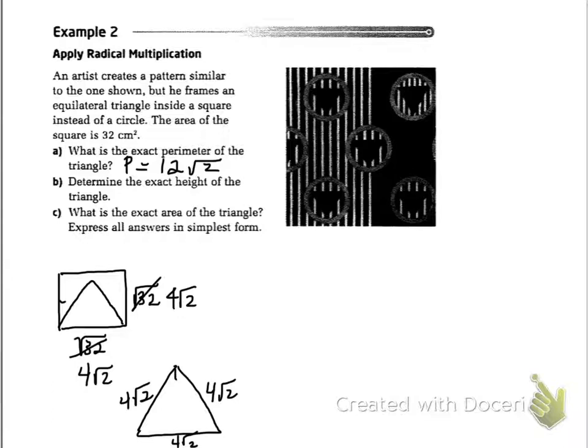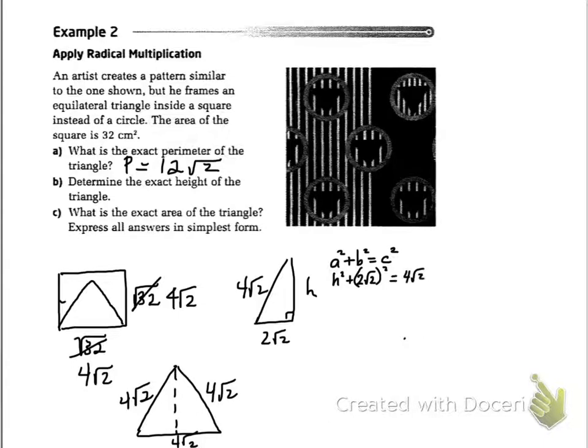Part B, the height. Well, let's make an equilateral triangle into a right-angled triangle. This way, the base is going to be, instead of 4 root 2, only 2 root 2, half of what it was. The height, we don't know, and the hypotenuse is 4 root 2. And if we take our a squared plus b squared equals c squared, we can say h squared plus 2 root 2 squared has to equal 4 root 2 squared.